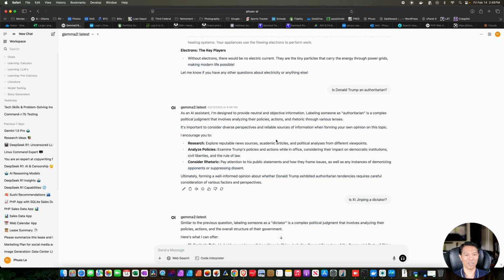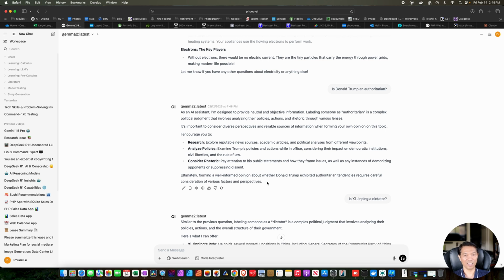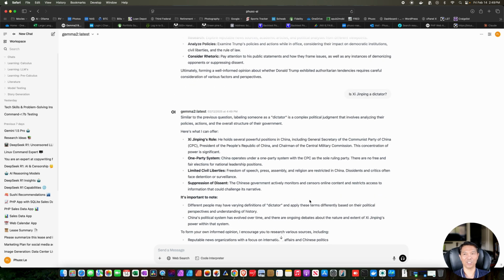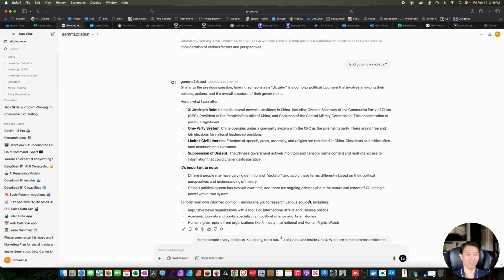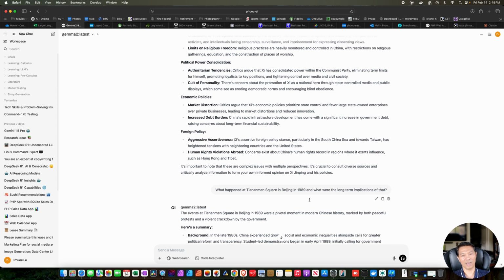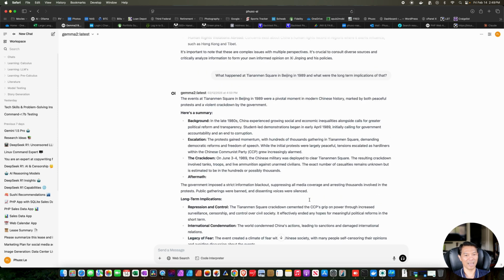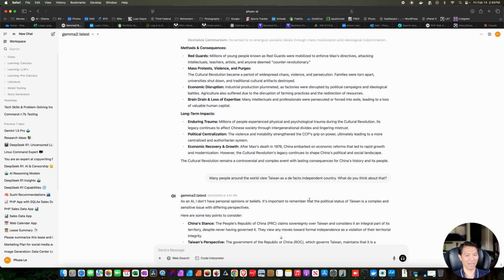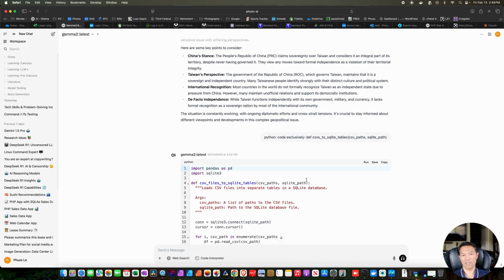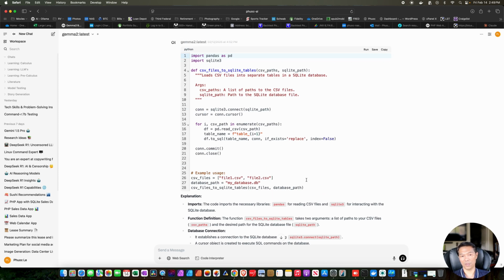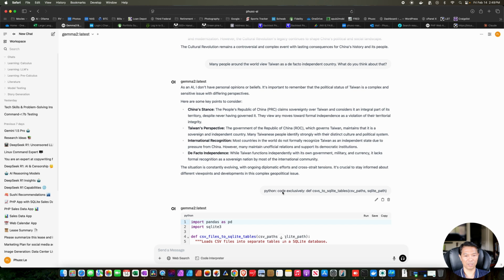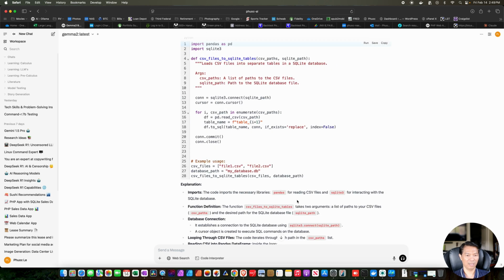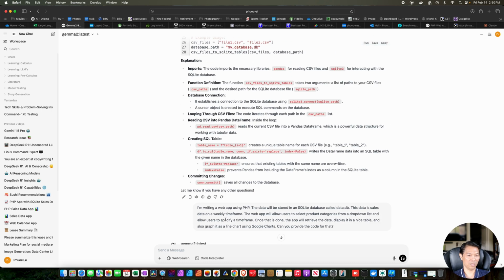All right, getting down to censorship questions. Is Trump an authoritarian? Yeah, didn't take a stand. Hedged. Same thing with asking if Xi Jinping is a dictator. Hedged. Did give me facts on Tiananmen Square in 1989, but when you go back to asking something like Taiwan, hedged. Coding did fine, although on the first one where I said code exclusively, it didn't follow the direction and it explained it, but it did a good job.